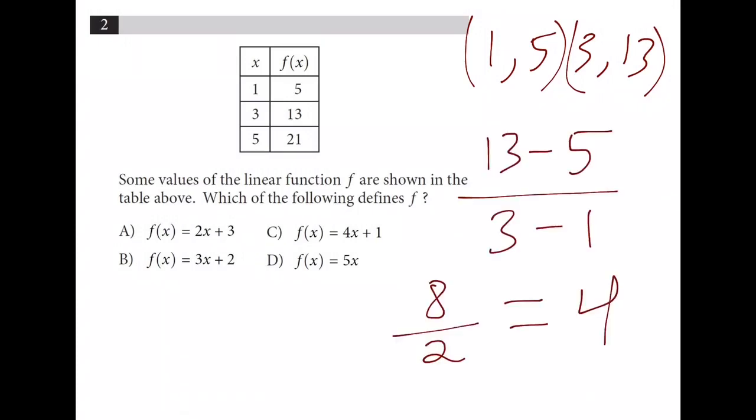So if we take y2 minus y1, or 13 minus 5, and divide this by x2 minus x1, we get 8 over 2, which reduces to 4. That tells us our slope is 4. C is the only choice that has a slope of 4.